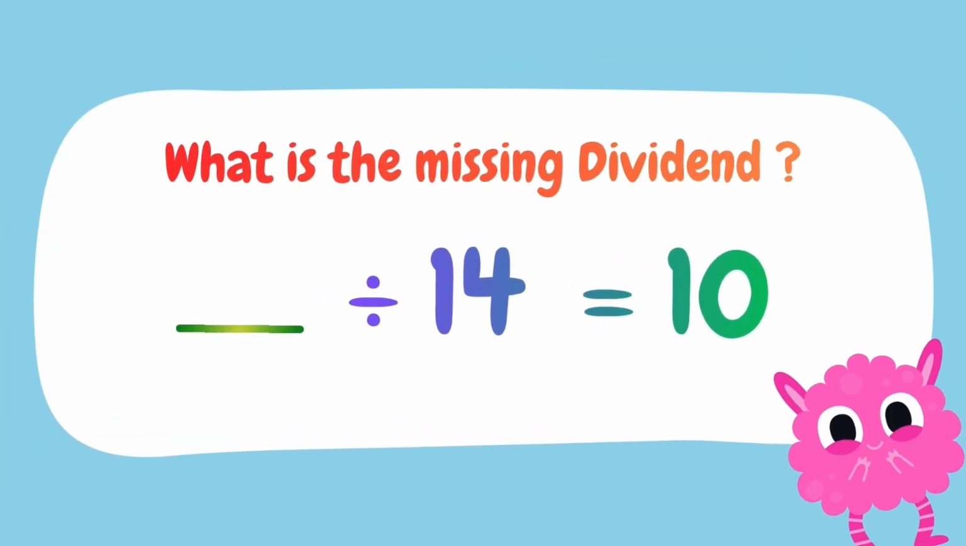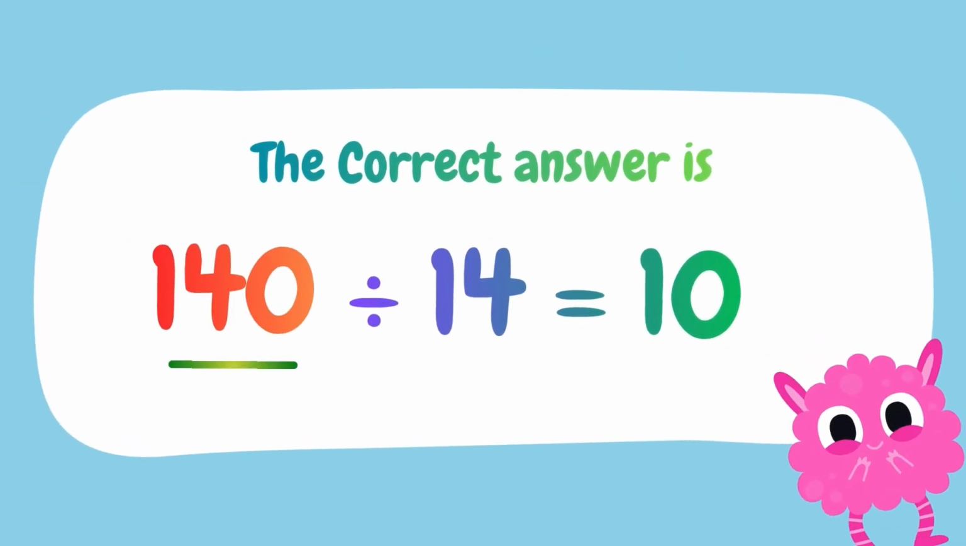What is the missing dividend? The missing number is 140. 140 divided by 14 equals 10.